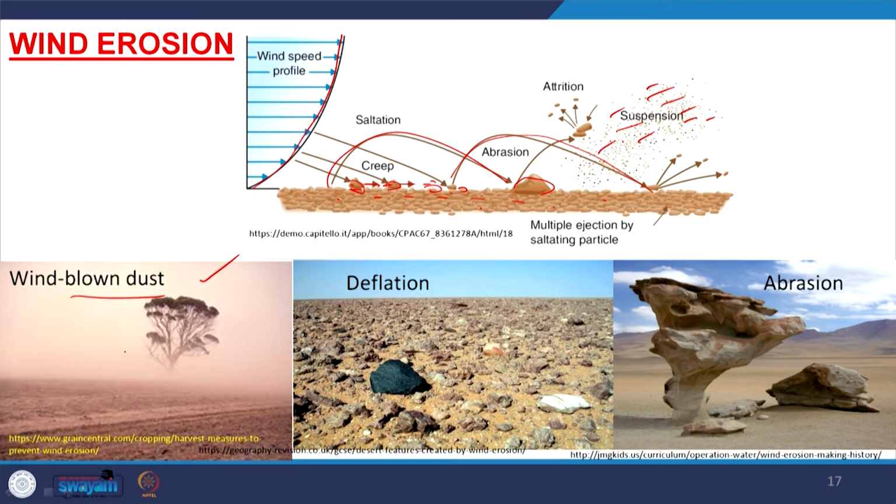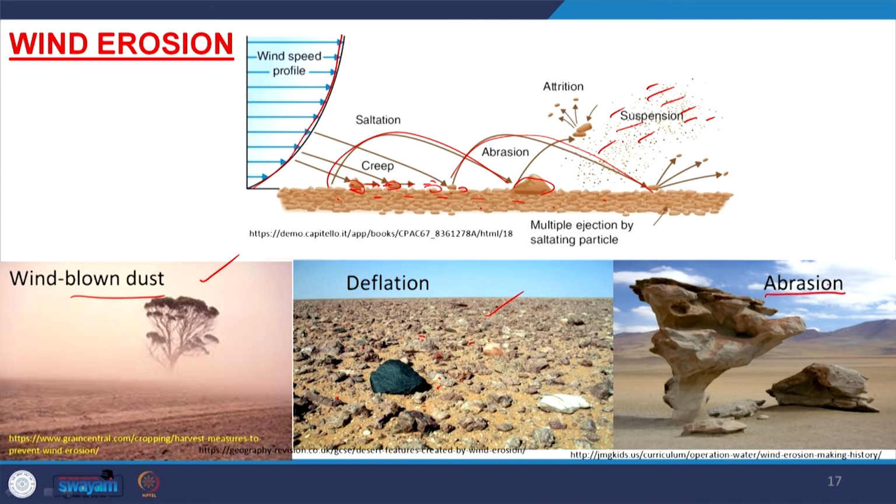Sometimes in Delhi, Haryana, Punjab area, it looks very hazy and not visible due to this type of wind-blown dust, what is called the aerosol effect. And it is deflation, that means the upper surface here is enriched with larger particles, and the smaller sand particles have been removed.